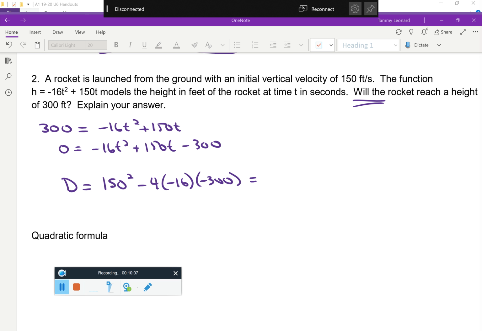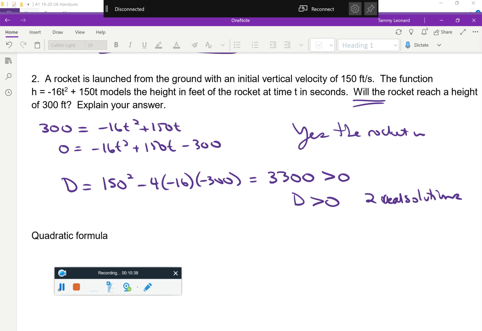All right, Katie, what did you get? 3,300. All right, is that a real number? Well, actually, take that back. Is that positive? Is that 0? Or is that negative? Positive, right? This is greater than 0. So if the discriminant is greater than 0, there are 2 real solutions. So that actually means that this rocket hits that height twice, right? Once on the way up, once on the way down. So yes, the rocket will hit 300 feet twice.